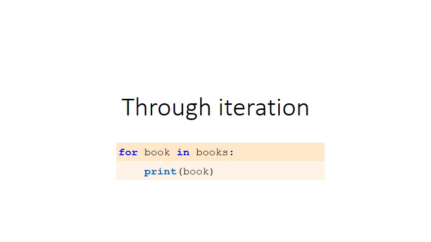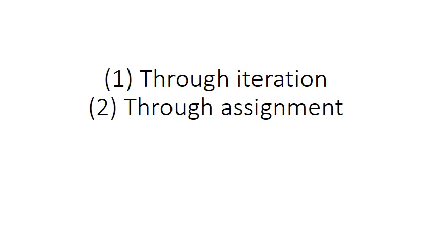The other origin is through iteration. These 2 lines create a new property named book. You can use this property inside the body of the for loop. There are actually other ways to create new properties, but these are the 2 most common ways. Remember, if you see a property, it probably came from either iteration or assignment.